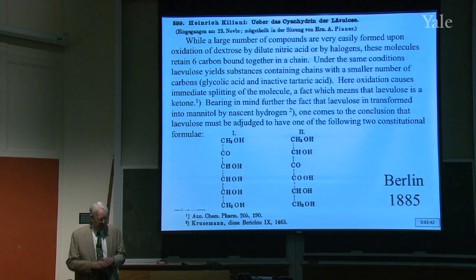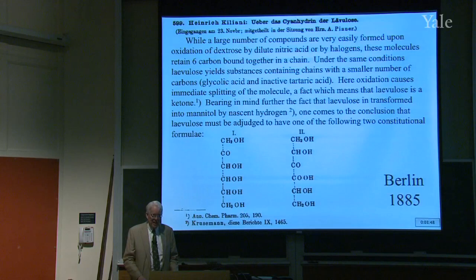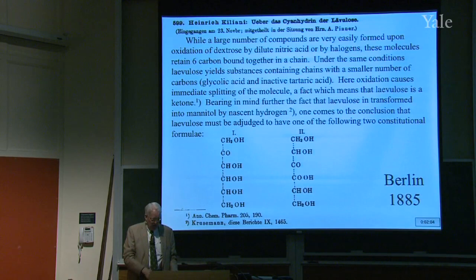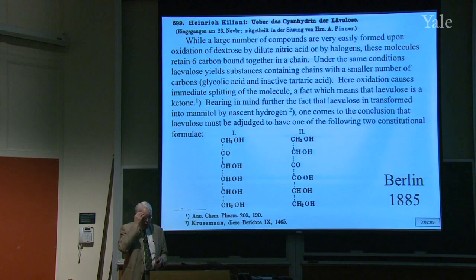But anyhow, he said, if you do that with levulose, you get mannitol, which you remember was the thing that has OH on both ends of the chain. So it was possible to reduce it; if it was a ketone in the middle of the chain, it already had alcohols on the ends. But if you reduce the ketone to an alcohol, then you got alcohols all the way. That's like mannitol, which they got from that. So one comes to the conclusion that levulose must be adjudged to have one of the following two constitutional formulae.